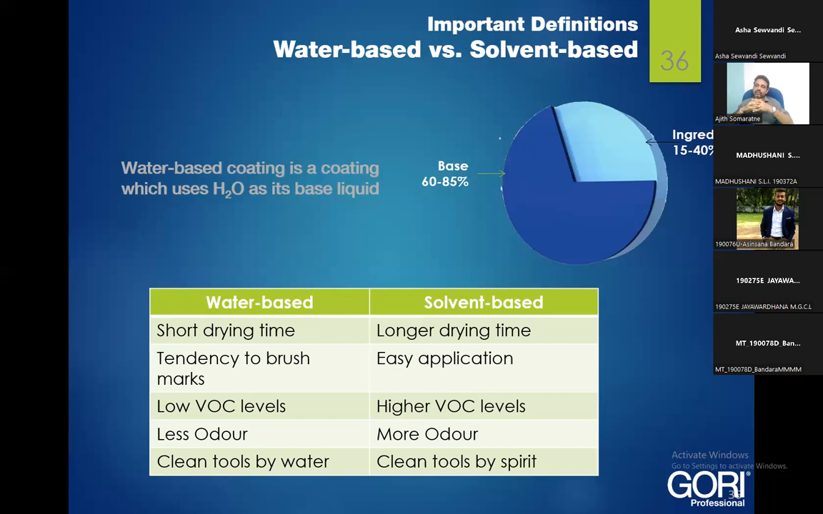Then normally water-based coatings are with low VOC levels. Solvent-based products are with higher VOC levels than water-based. Because of the same thing, water-based products are with less odor. Solvent-based products have some higher odor than water-based. After we apply water-based products, we can clean tools with water. For solvent-based products, we need white spirit or thinner or turpentine or something like that. Right? This is the main difference between water-based and solvent-based.